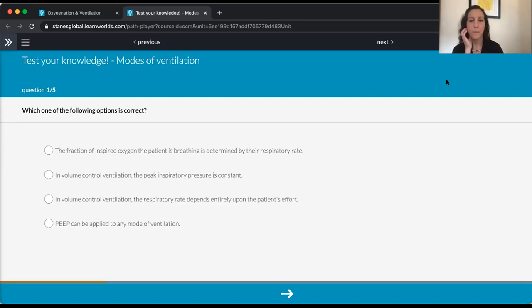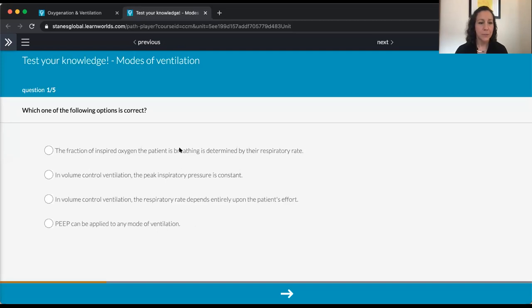Okay, so most people said it's the last option. I didn't give you numbers or letters, so some people said 4 or D. So PEEP can be applied to any mode of ventilation. That's absolutely correct. But that means these others are incorrect. So let's talk about each one of these.